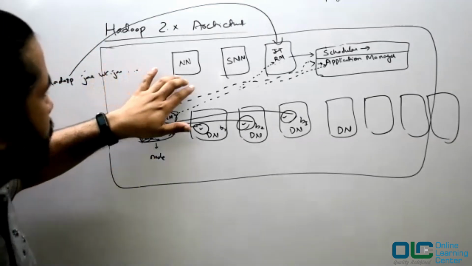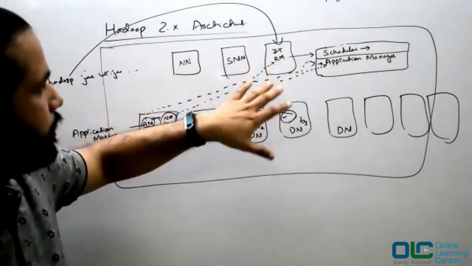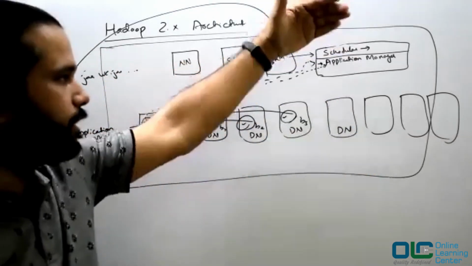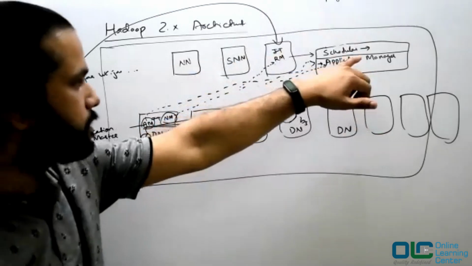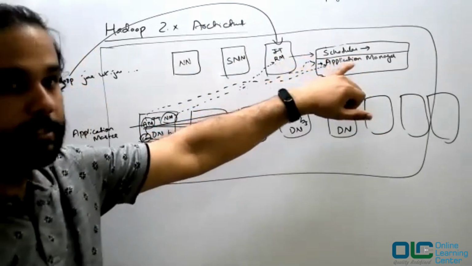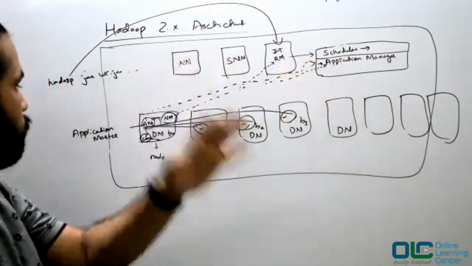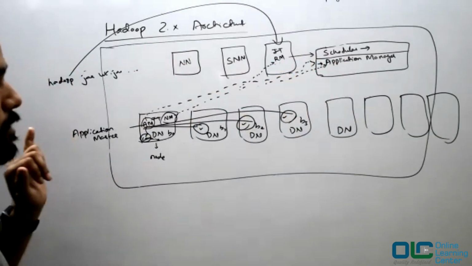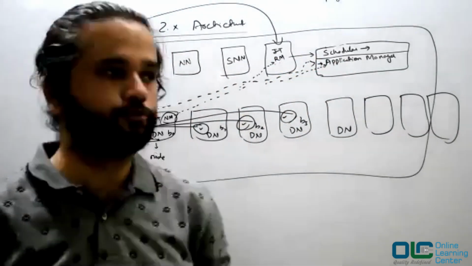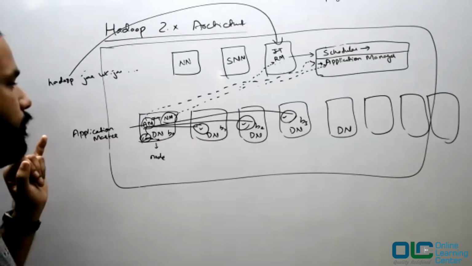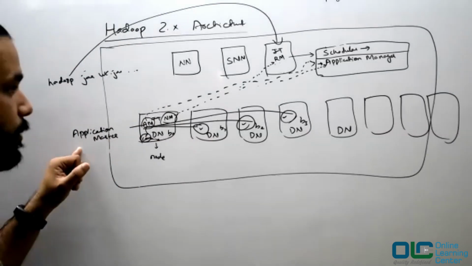So you have name node, secondary name node, resource manager. Resource manager is divided into 2 parts: scheduler and application manager. Application manager is a part of your resource manager. Don't get confused with application master. You will get confused, I know, so that's the reason I'm putting a lot of focus on this point.